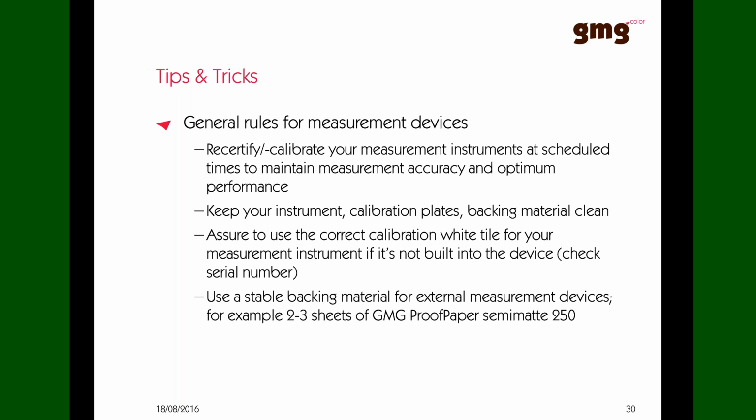And we also recommend to use a stable backing material when you are measuring samples. This is especially for external measurement devices. So we usually use at GMG 2 to 3 sheets of our proofing paper, the Cinema 250 proofing paper, as a backing, for example, on the i1IO table, or when we just do a hand measurement with the i1 Pro 2, we usually use this as a backing to have a stable backing.